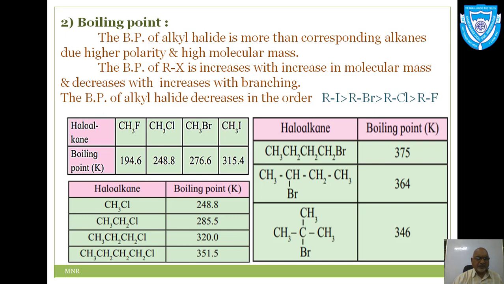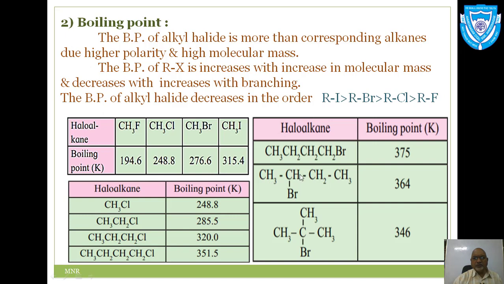If you see here, ethyl chloride, here it is 285.5. It goes on increasing because the number of carbon atoms is increased. If you go to the next, that is propyl chloride, it is 320. The boiling point is again increasing. So when there is an increase in carbon atoms, there is an increase in boiling point. If you see butyl chloride, n-butyl chloride, it is 351.